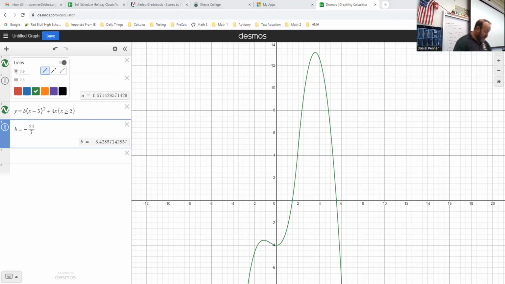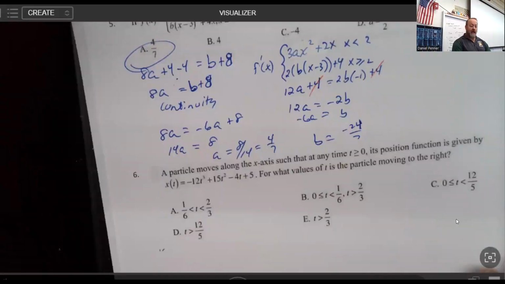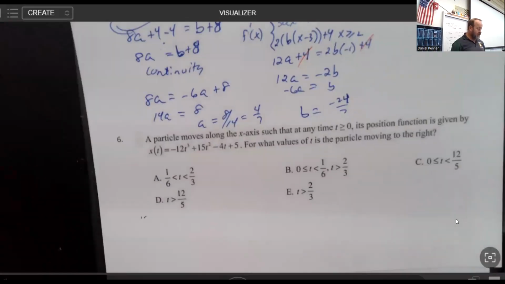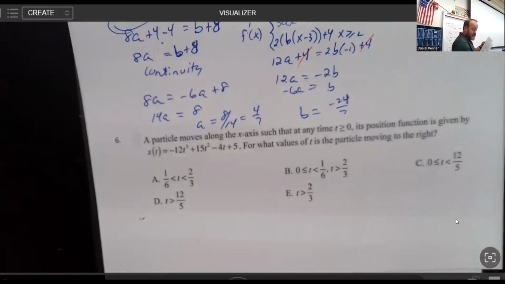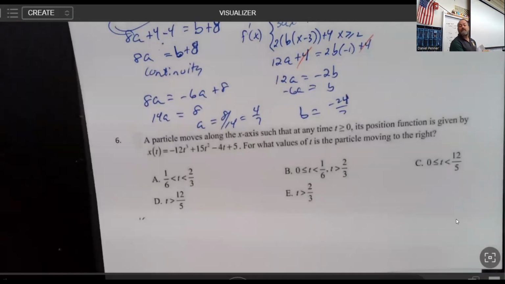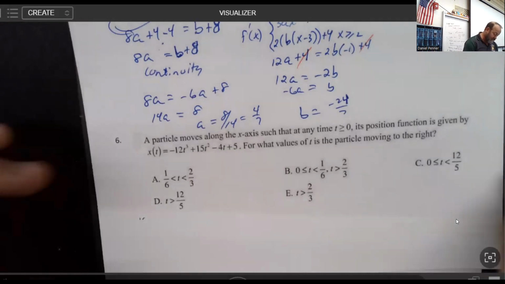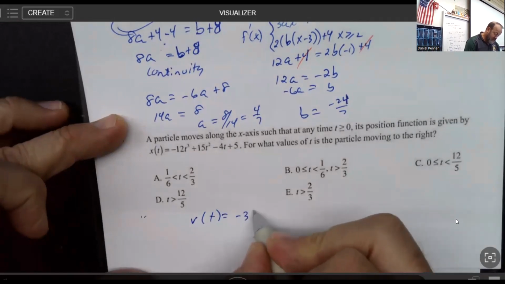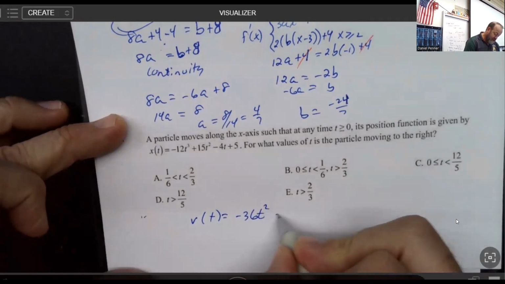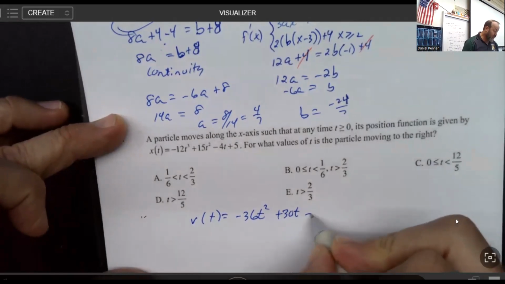So we've got that down. Now, number 6, we're saying, hey, I would like this particle to be moving to the right, which in other words means if I have my position function, I would want to have a positive velocity, which would imply that it moves to the right. So what I'm going to do first is find v of t, which would be negative 36t squared plus 30t minus 4.